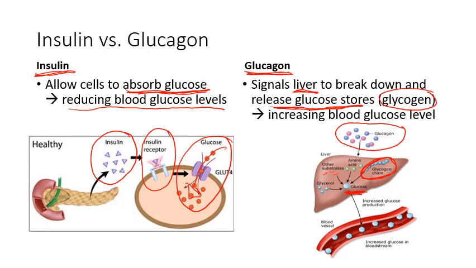Glucagon does the opposite. It is responsible for triggering our liver to release stored glucose in the form of glycogen back into the bloodstream, which will have an overall increase in our blood glucose levels.